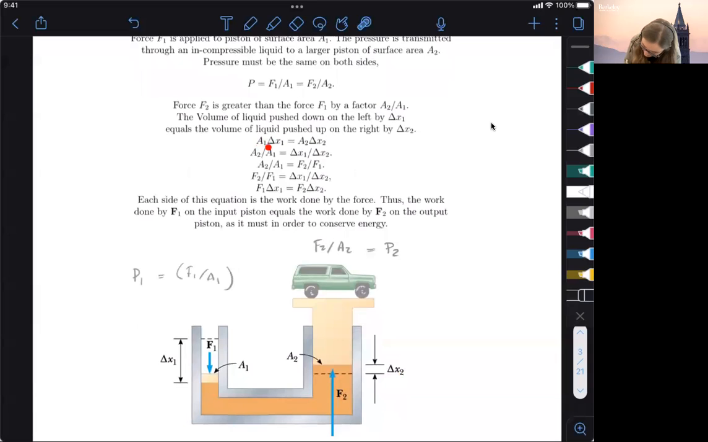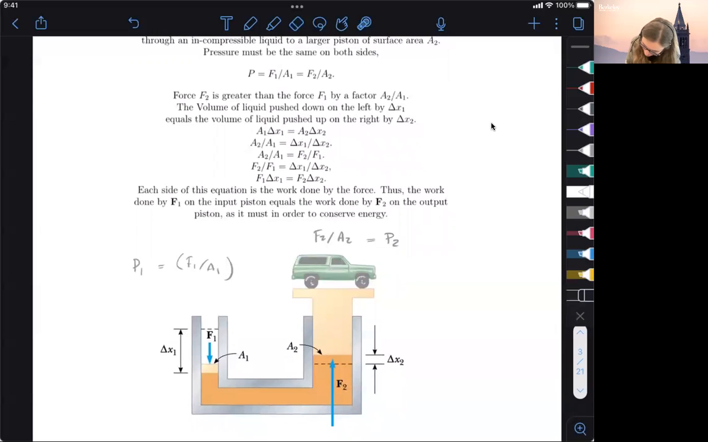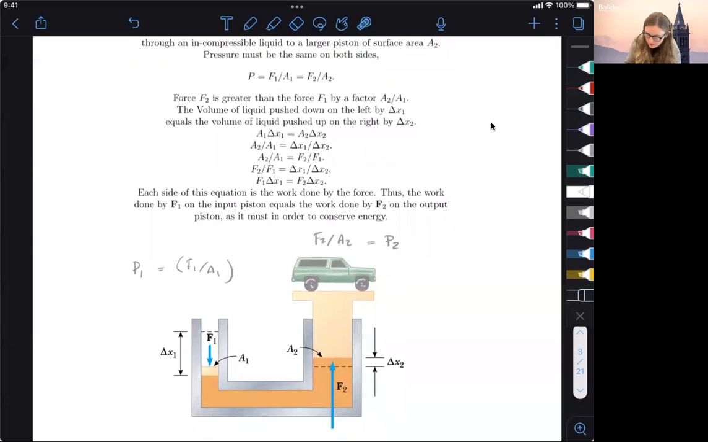So I can say A1 times the change in x1, sorry, we're not there yet, just the change. So the area times the change in x1 is equal to the area times the change in x2. And I can derive some relationships that I might be able to use to solve other problems, because I know this relationship is true for an incompressible liquid.